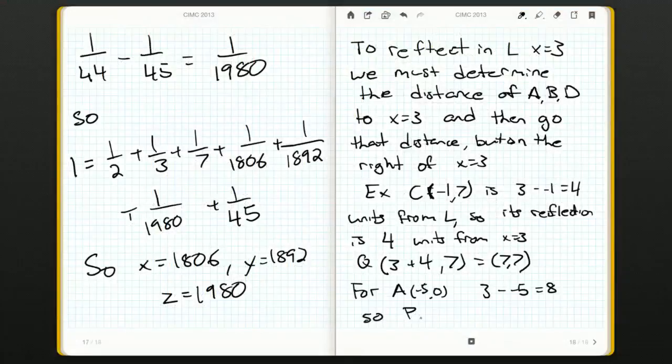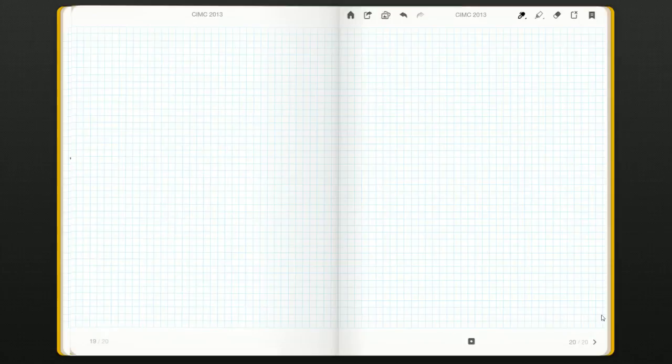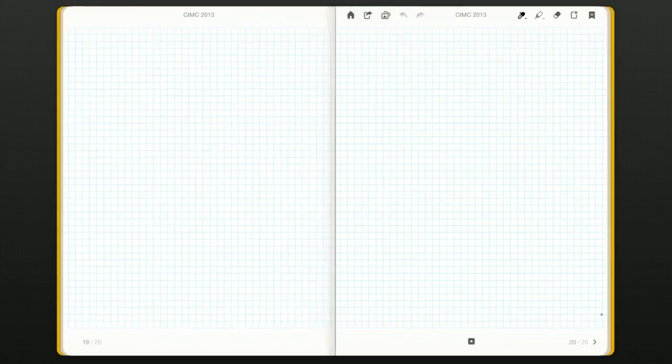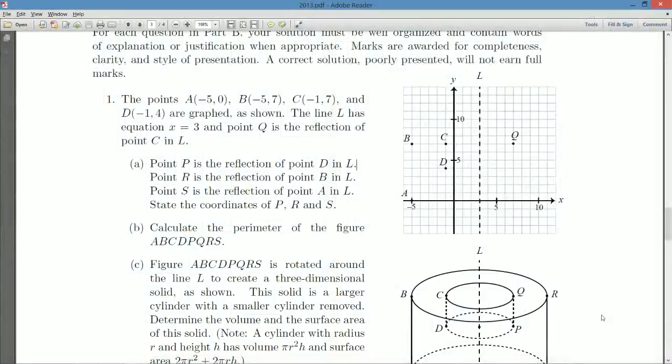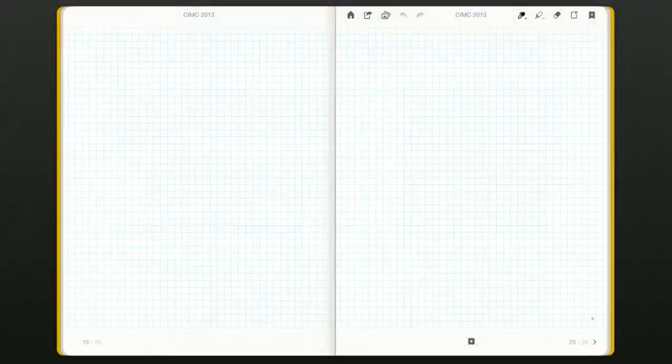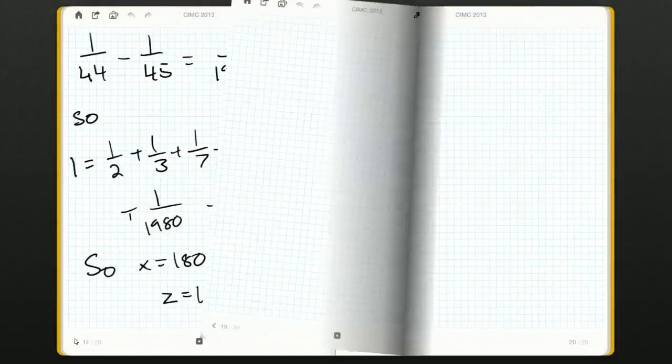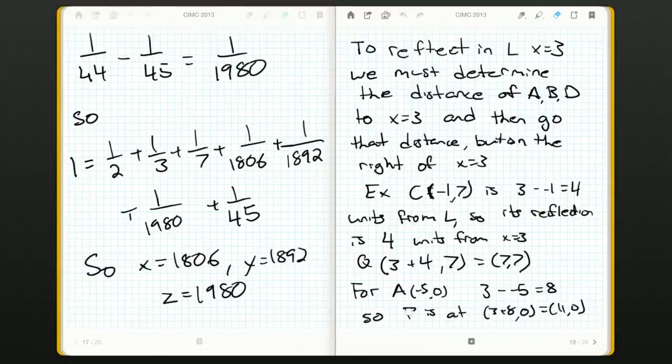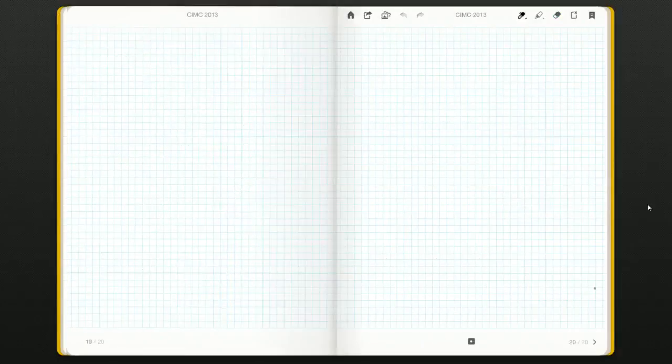So P, I think, is the name of his reflection point. So he should be 11, 0. Let's just double check that that's the name of his reflection point. S is the reflection point of A, P is D, and R is B. Okay. So we'll just go back and change that, just so our answers are absolutely correct. All right. So now B's at negative 5, 7.